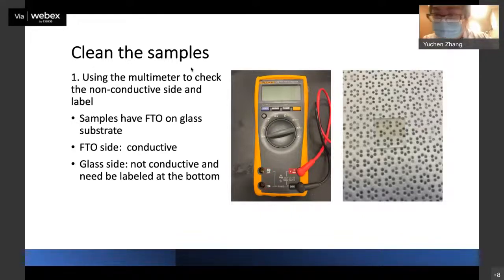You can see in the right figure there is an uncleaned sample, and the top half is in color. That means it is FTO covered, and at the bottom it's transparent, so it is purely glass. We will label our numbers on the bottom half, the glass part, to make sure it doesn't affect the sample.